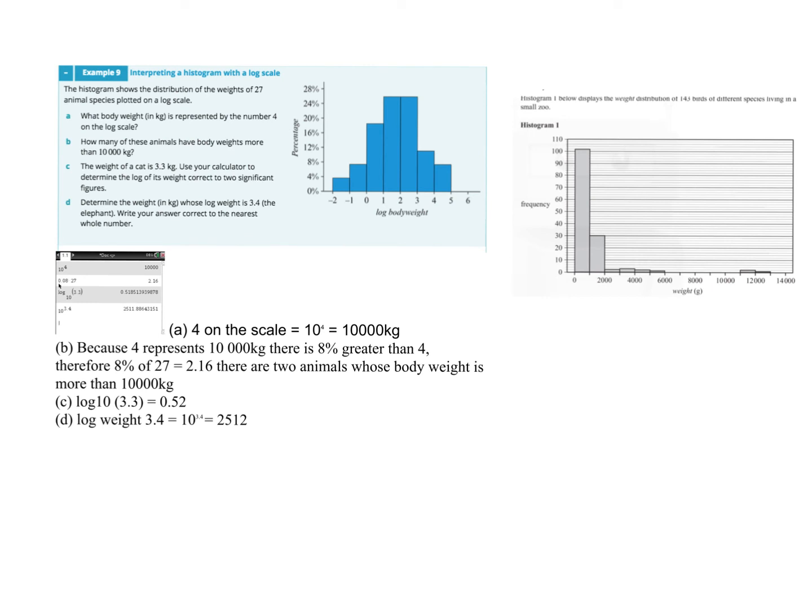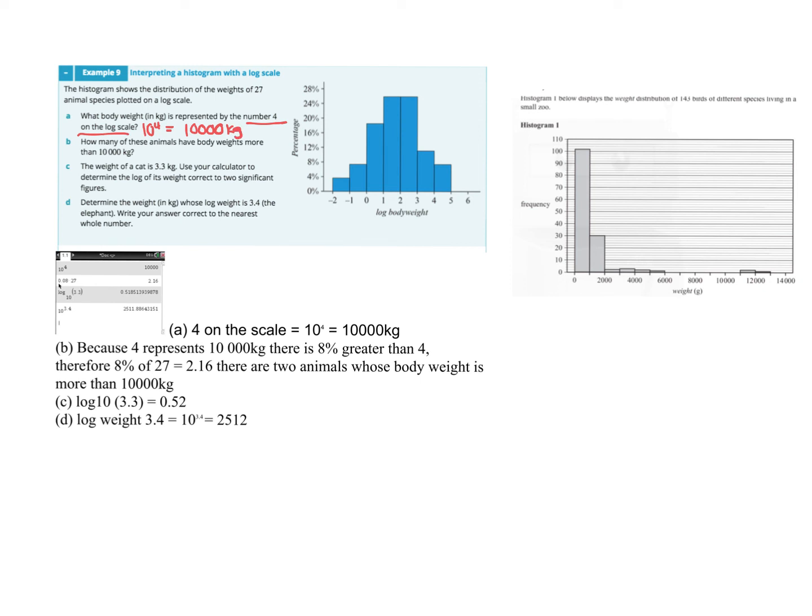So let's do some of these questions. Here we've got a histogram that shows the weights of 27 animal species plotted on a log scale. What body weight is represented by the number 4? Remember, 4 on a log scale just means 10 to the power of 4. You just do the number 10 to the power of whatever the log number is. So that actually equals 10,000. It said kilograms, yeah, 10,000 kilograms.